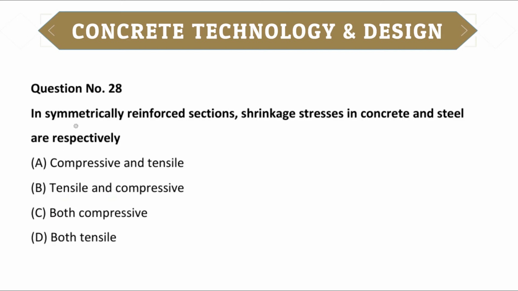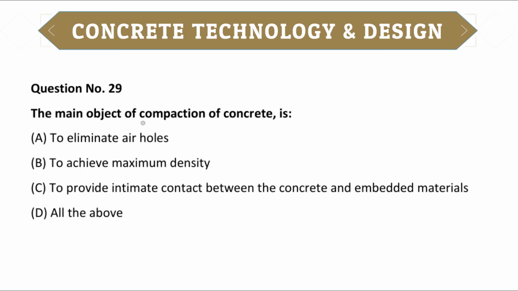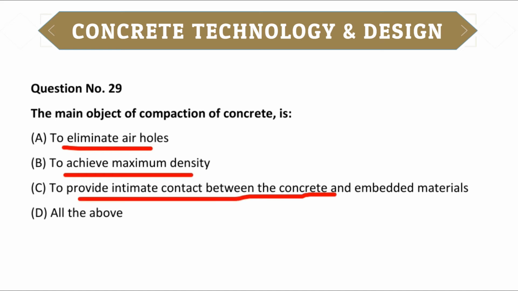So next question, in the symmetrically reinforced section, shrinkage stress in concrete and steel respectively are: option A, compressive and tensile; option B, tensile and compressive; option C, both compressive; option D, both tensile. So the correct answer is option B, tensile and compressive. So next question, the main objective of compaction of concrete is: option A, to eliminate the air holes; option B, to achieve the maximum density; option C, to provide intimate contact between the concrete and the embedded materials; option D, all the above. So the correct answer is option D, all the above.